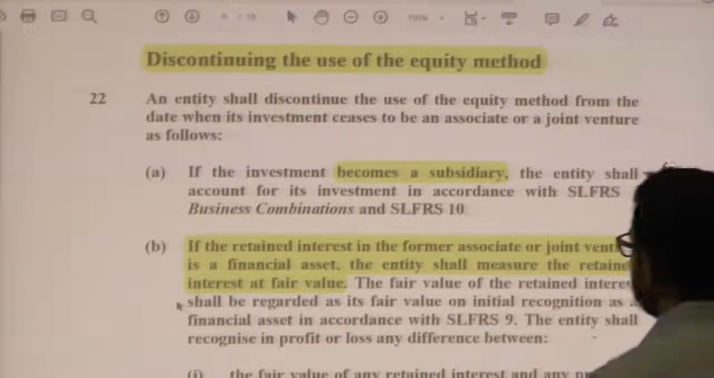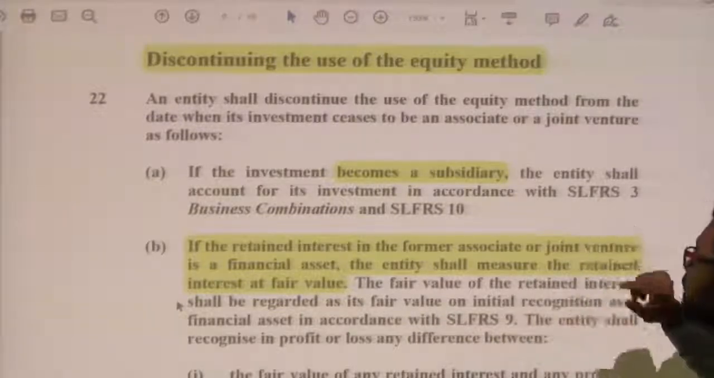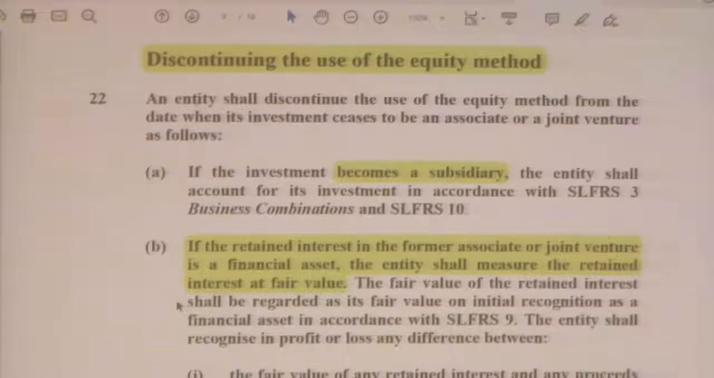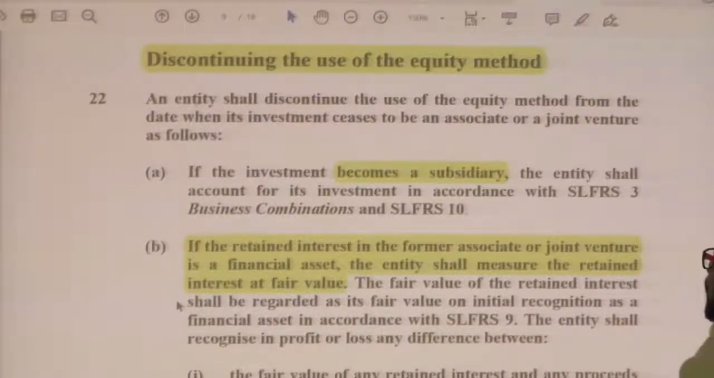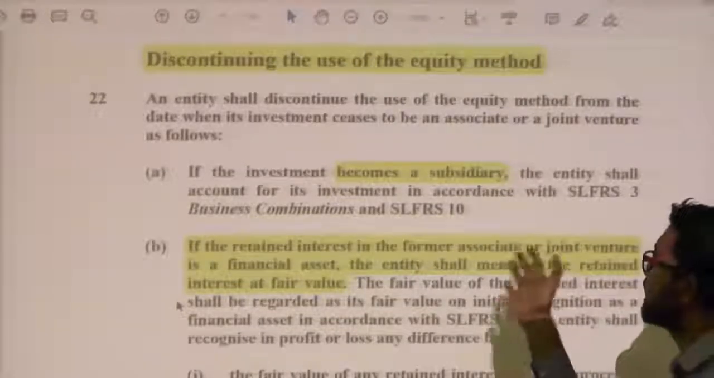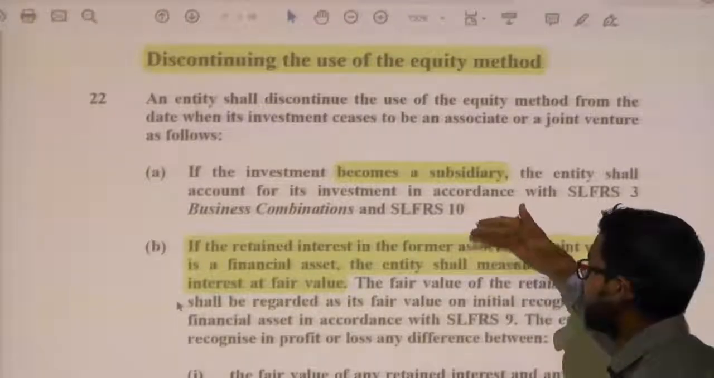Quickly, I am taking you through only the paragraphs. You can read at home later, right? I highlighted everything here and there, and I am explaining only the important things. Until the discontinuation of the equity method: the equity method is discontinued from the date when the investment ceases to be an associate or joint venture. You will de-recognize or discontinue it as an associate or joint venture in these scenarios.